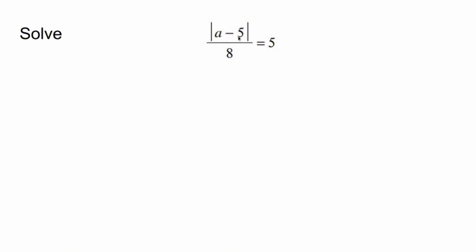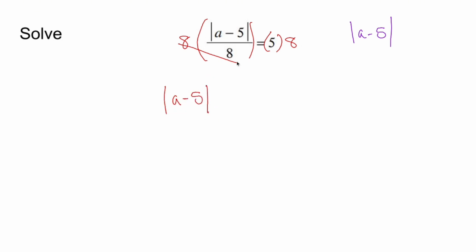What I need to do is get the absolute value all by itself on the left so that it looks like this. It's not. It's being divided by 8. So I have to get rid of divided by 8. How do I get rid of divided by 8? The inverse of divided by 8 is multiply by 8. So let's wrap both sides in parentheses and multiply both sides by 8. 8 over 8 allows you to cross out. And now we have the absolute value of a minus 5 all alone on the left, which is just what I want. That's going to equal 5 times 8, which is 40.